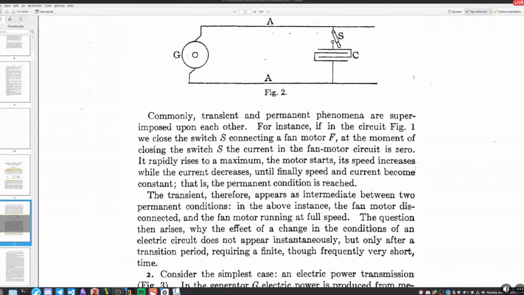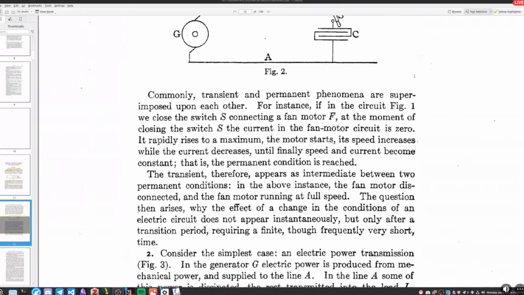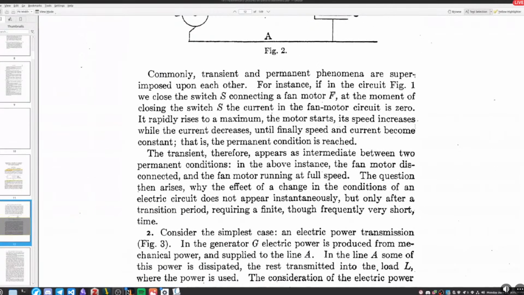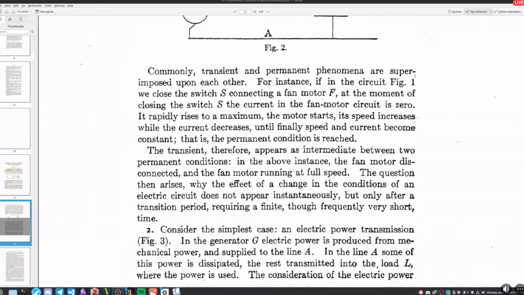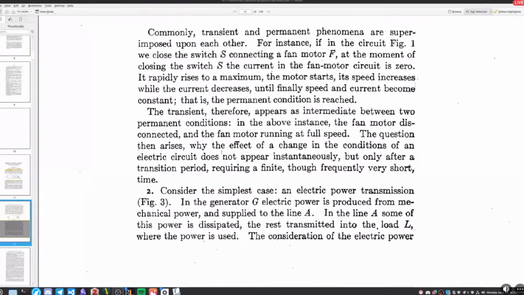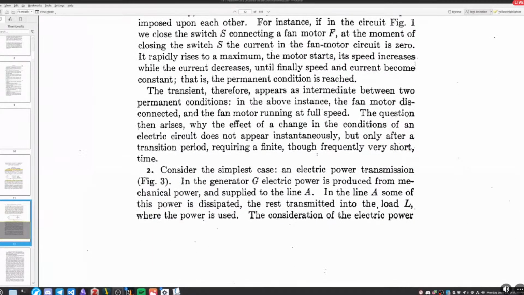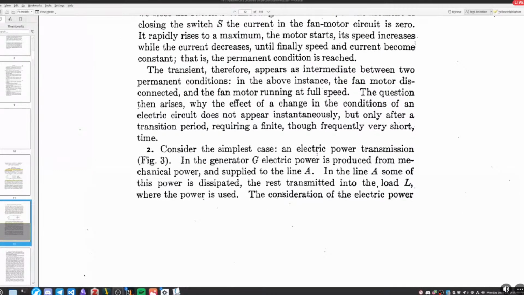In the above instance, the fan motor disconnected and the fan motor running at full speed. The question then arises why the effect of a change in the conditions of an electric circuit does not appear instantaneously, but only after a transition period, requiring a finite, though frequently very short time.